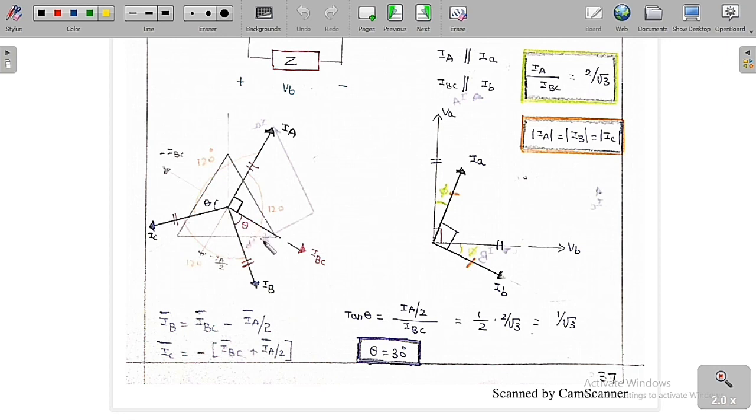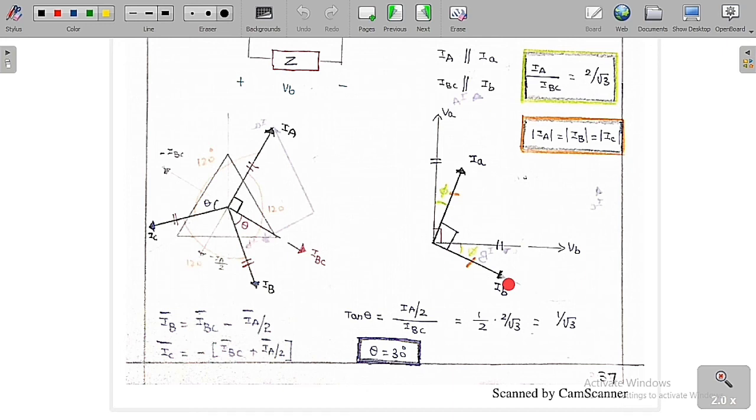Now if you see clearly, this is the IBC. If this is 30, then definitely this is 90 degree, because the total angle is 120. So this is IBC, which means this is also IB. So IB is parallel to IBC and IA is parallel to IA, so the angle between them is 90 degree. So here also the angle between them is 90 degree.